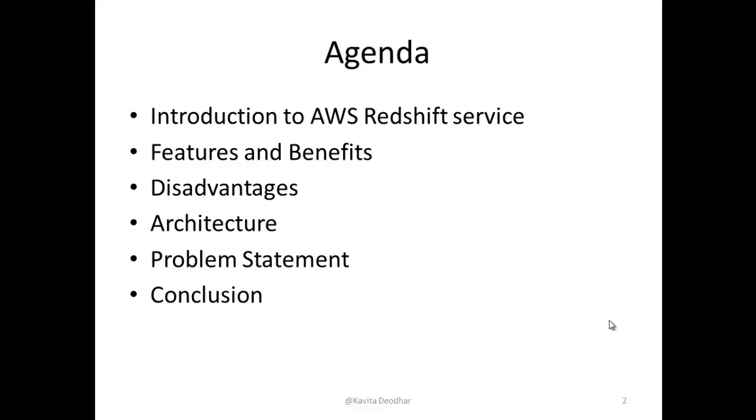The agenda of my presentation is as below. Introduction to AWS Redshift service. Then we talk about features and benefits. We talk about the disadvantages of using this service, a brief overview of the architecture. Then I'm going to describe the problem statement that I used for my demonstration and the final conclusion.